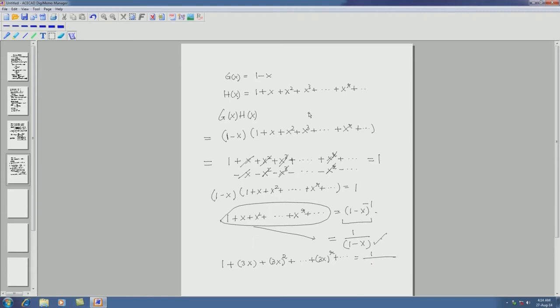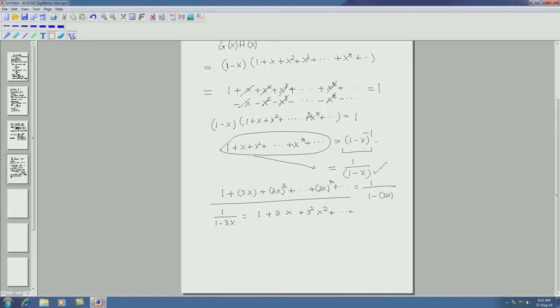This is equal to 1 minus 3x. We can check that by multiplying according to the rule of multiplication that we have defined. So, if we now process the left hand side of the equation, we see that 1 by 1 minus 3x is equal to 1 plus 3 times x plus 3 square times x square plus and so on up to 3 to the power r times x to the power r and so on.